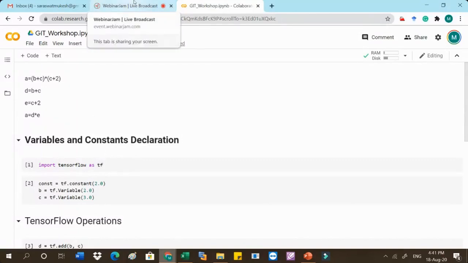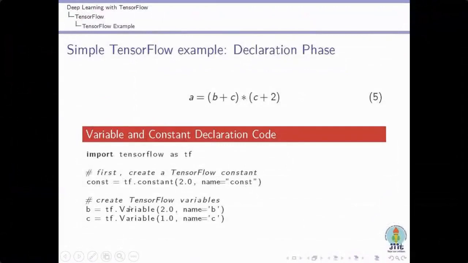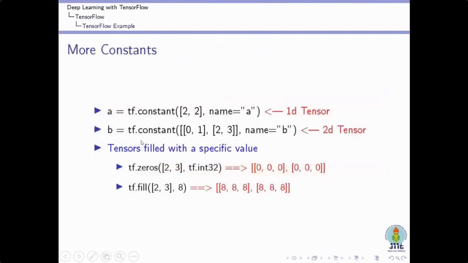So we have seen how we have made the program in TensorFlow. We have imported the library first, then created the constants, created the TensorFlow variables, then performed the operations, and just like in Python, this is known as eager execution, and we can print the value of the output which we want. So this is the TensorFlow example. Now, similarly, there are different types of constants you can design. You can declare them just like in Python.